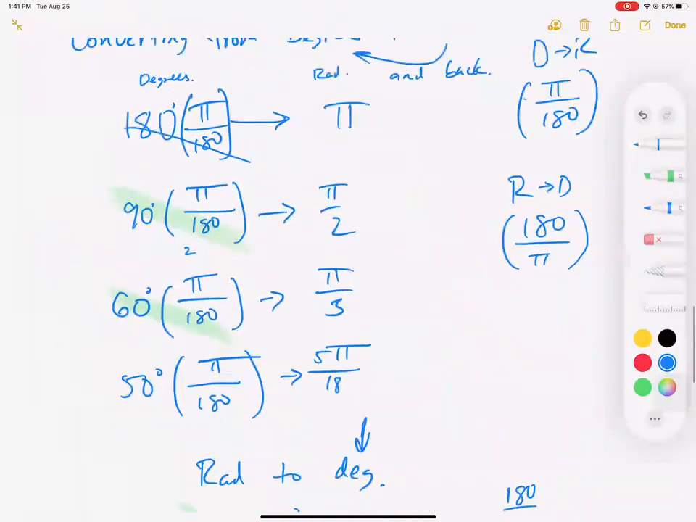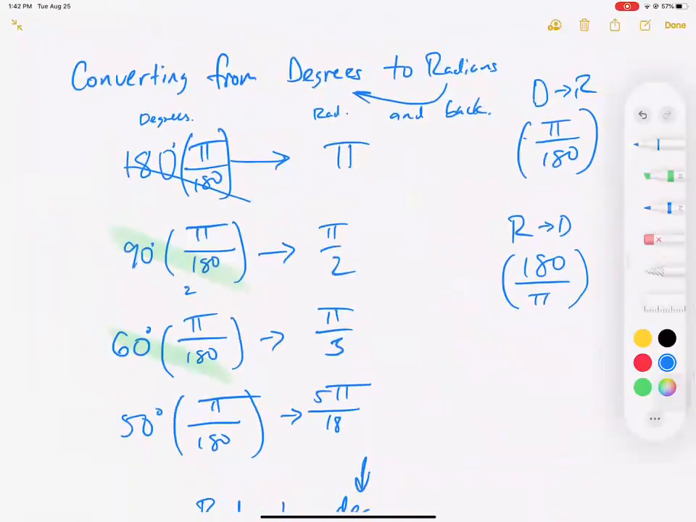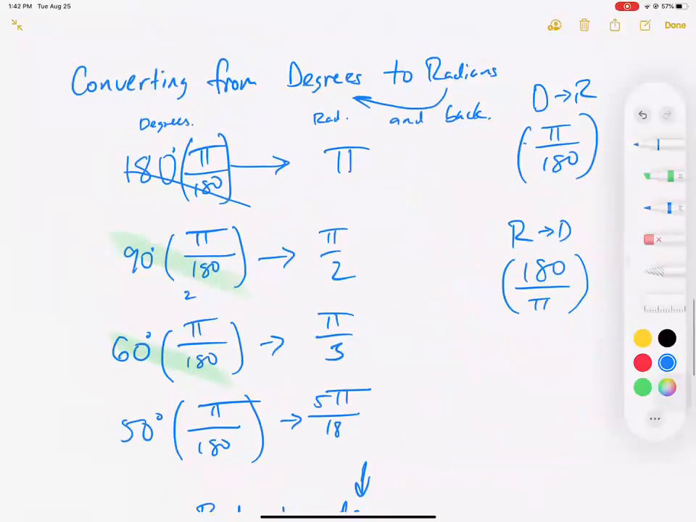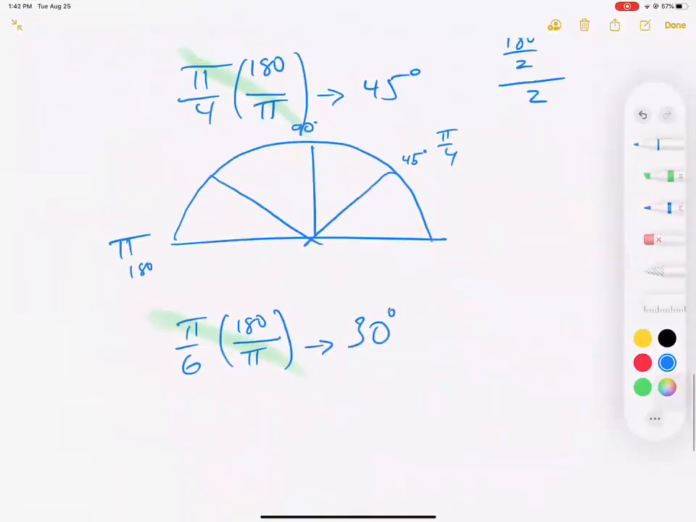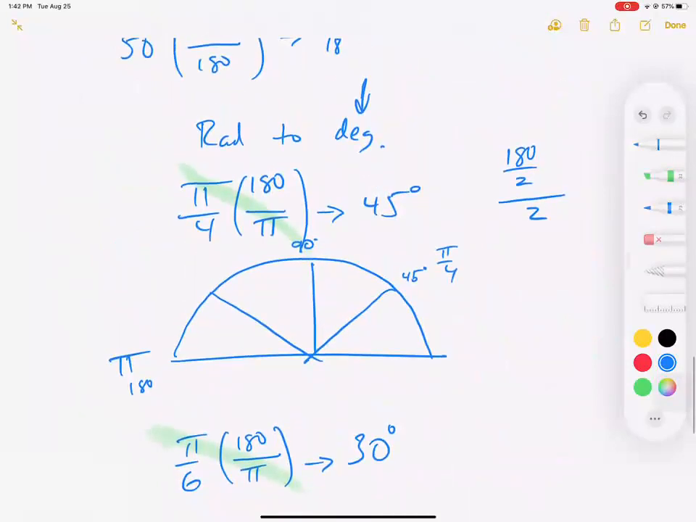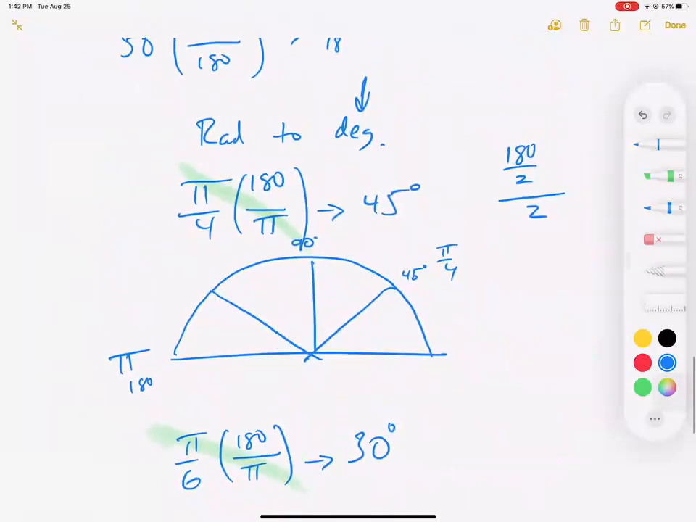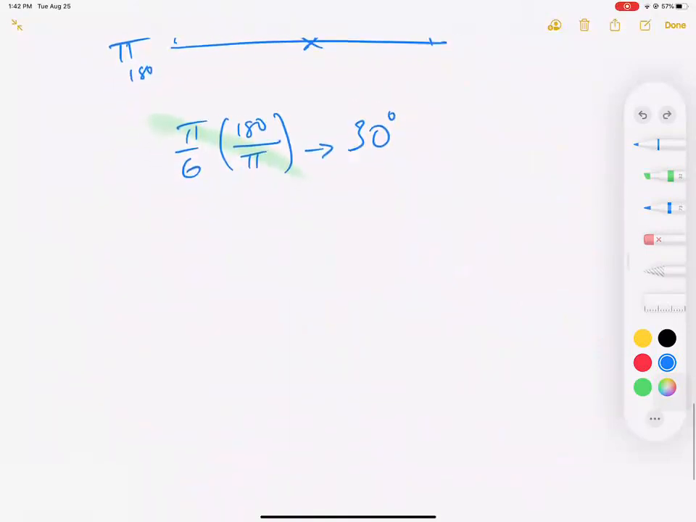The next part is converting using algebra, an algebraic way, using the fractions. You always write what you want on top. If I want radians, write radians on top. If you want degrees, like here, I want degrees, so I wrote degrees on top. And the last one is, we're going to do radians to arcs.